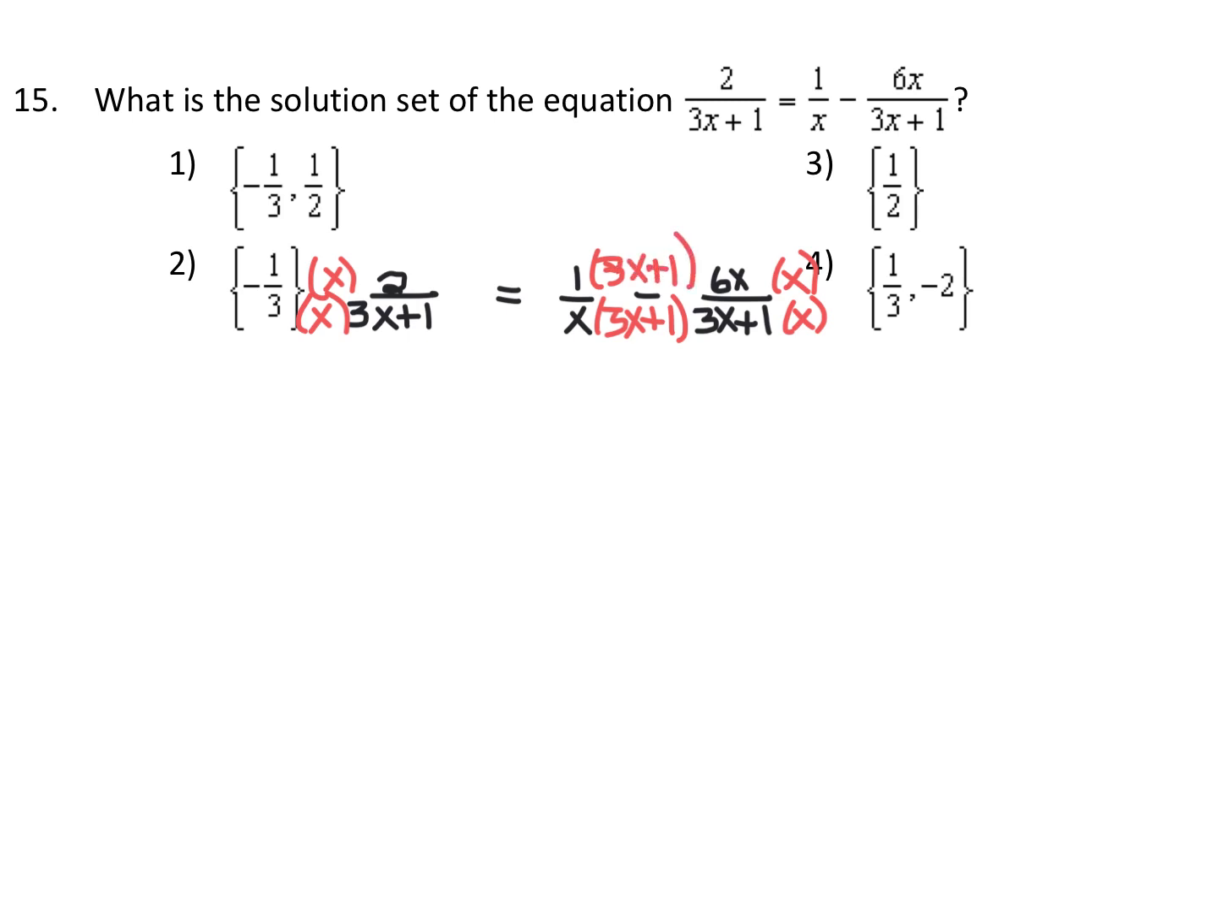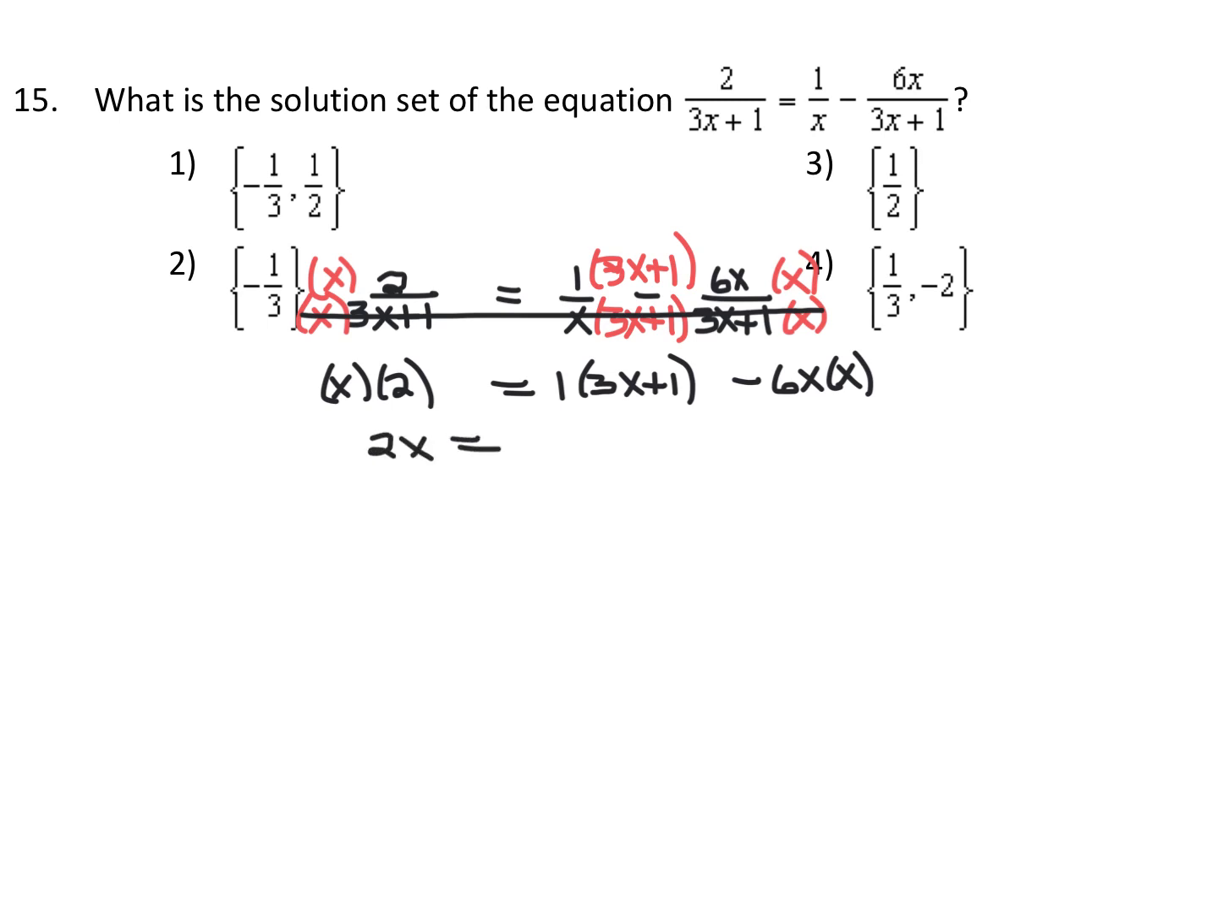Okay, so anyway, now that they all have an x and a 3x plus 1, we could take those denominators and just cross them right off. And we are going to solve what we're left with up here in the numerators. All right, so let me rewrite this. Okay, so this is what we have. So then x times 2 is just 2x. So we have 2x equals, when you distribute a 1, it stays the same. So it's going to stay as 3x plus 1.